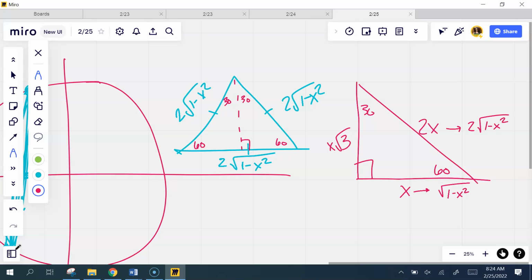What's the missing side? If you ever can start with the short leg, it's easy to find everything else. So this height is going to be the square root of 3 times the square root of 1 minus x squared. Right? And that's what we were looking for. We were looking for that height. Yes?